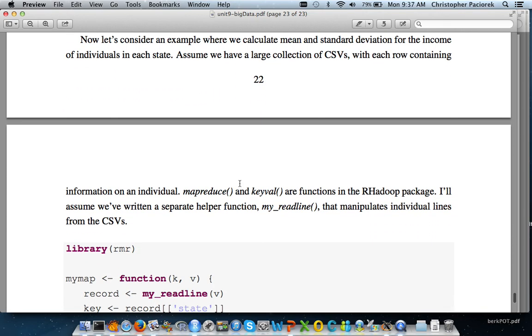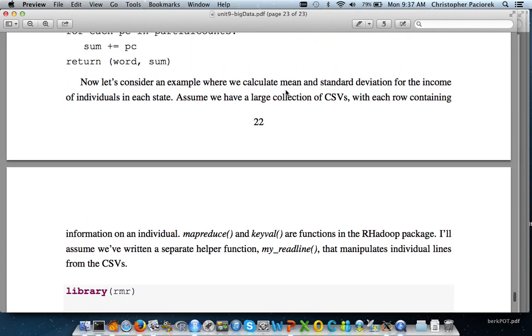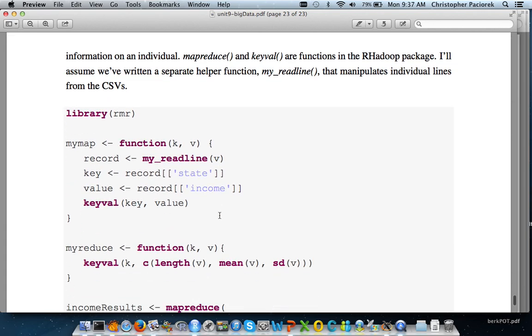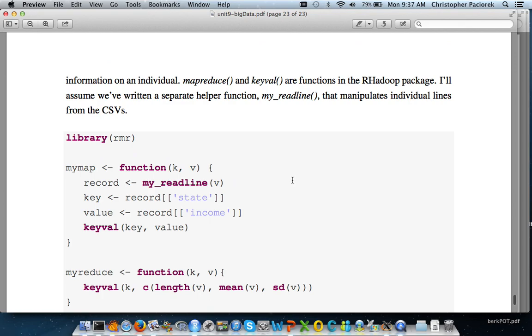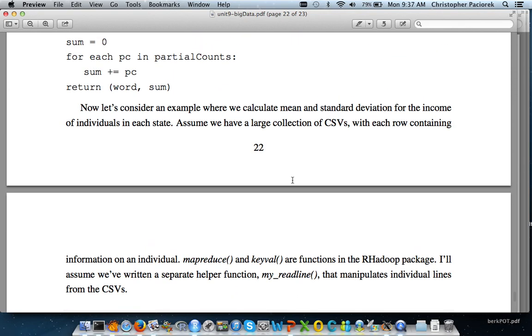So here's another example, which is somewhat more realistic. This is actually what the code would look like if you were using R Hadoop. Suppose I have a very large collection of CSVs, and those CSVs have basically census type information. Each row is information on an individual person, and then we have some sort of demographic information. So that might be income or age or any of these sorts of things.